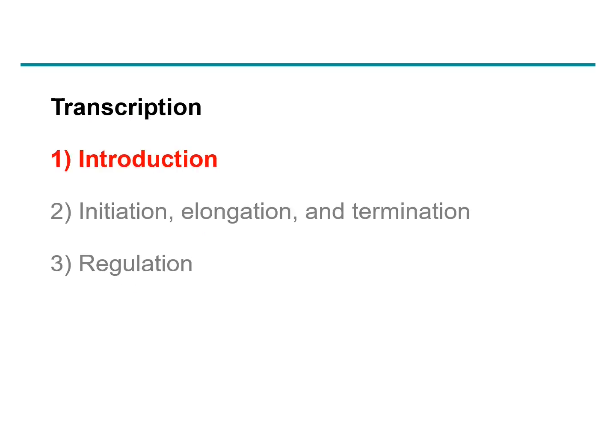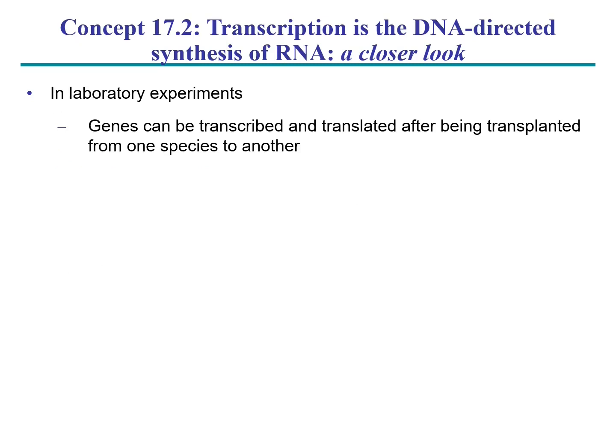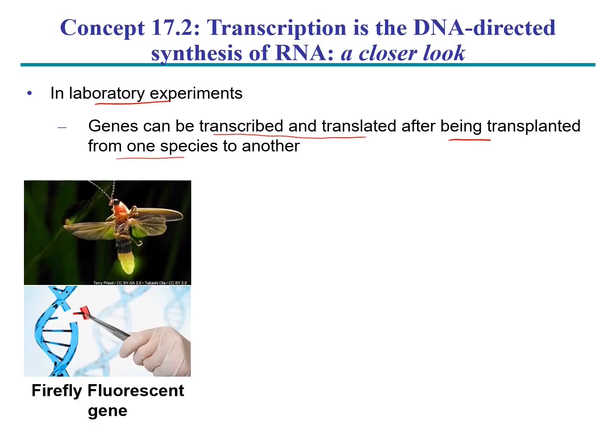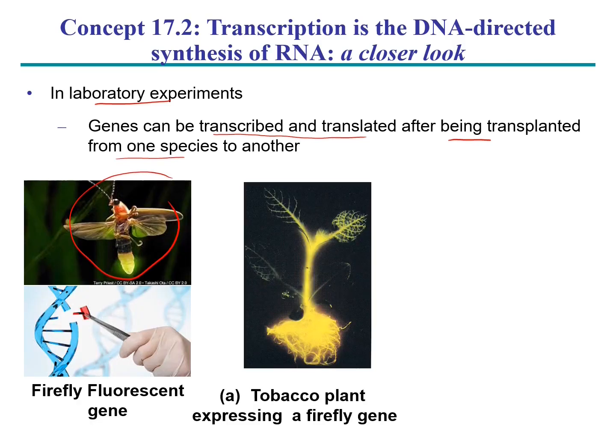So let's start. As we talked before, in laboratory experiments, genes can be transcribed and translated after being transplanted from one species into another one. Here, for example, we have a firefly, and we take this fluorescent gene and put it in a tobacco plant. And here you can see how they are expressing all these genes.